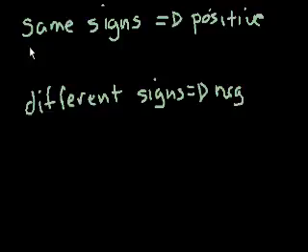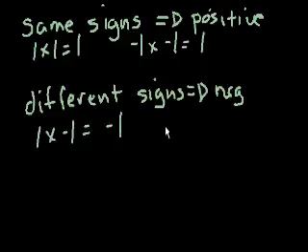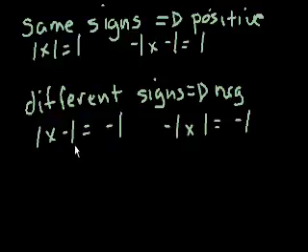So that would be, let's say, 1 times 1 is equal to 1, or if I said negative 1 times negative 1 is equal to positive 1 as well, or if I said 1 times negative 1 is equal to negative 1, or negative 1 times 1 is equal to negative 1. You see how in the bottom two problems, I had two different signs. You had positive 1 and negative 1. And the top two problems, this one right here, both ones are positive. And this one right here, both ones are negative.